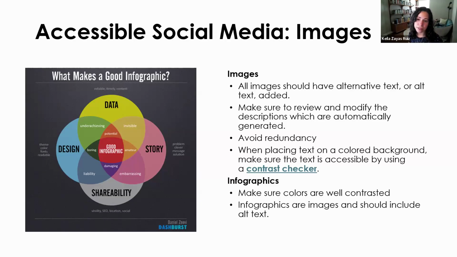And then for infographics, these are considered images. So you want to make sure that colors are also well contrasted so that they're easy to decipher for people who are colorblind or have visual impairments. And they should also include alt text because, again, someone with a screen reader is not going to be able to get the information in the infographic or poster without that alt text. So it will just read image to that person, and they will not get any of that good information that you've worked so hard to include in that infographic.